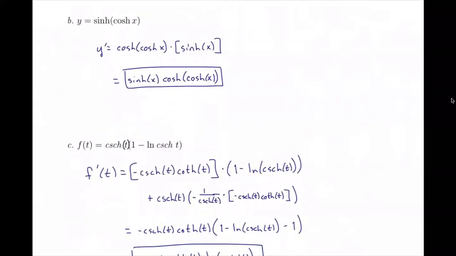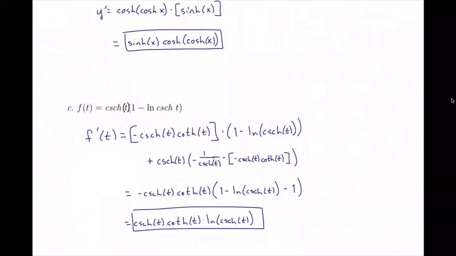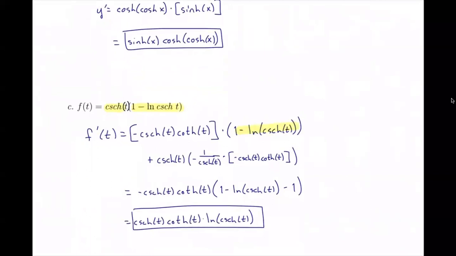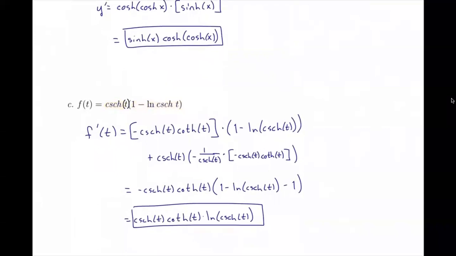Okay, lastly, we have to find the derivative of hyperbolic cosecant of t times 1 minus natural log of hyperbolic cosecant of t. Pretty solid mouthful. All right, anyway, so f prime of t, I need to use a product rule. This function's derivative times this function is my first term. That's actually my first line. The derivative of hyperbolic cosecant of t is this. You can look that up on the previous page, times this function. So here's all that. And then the other half of the product rule is plus this first function times the derivative of the second function.